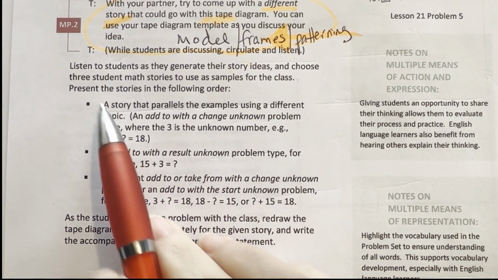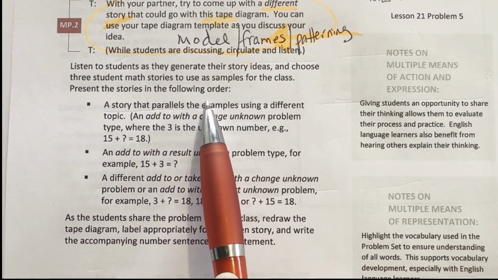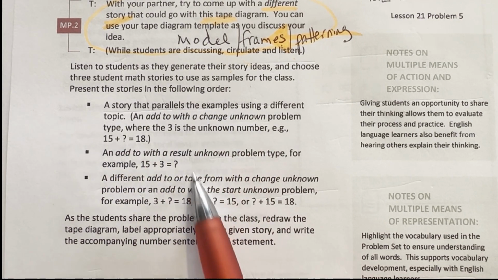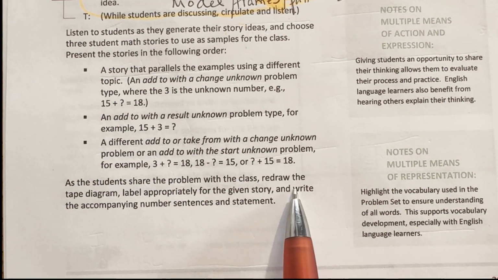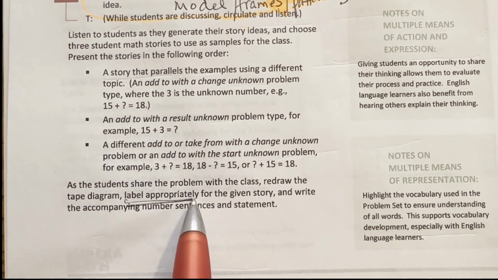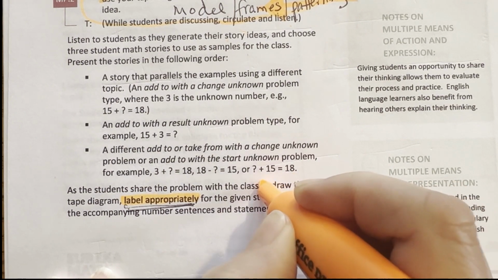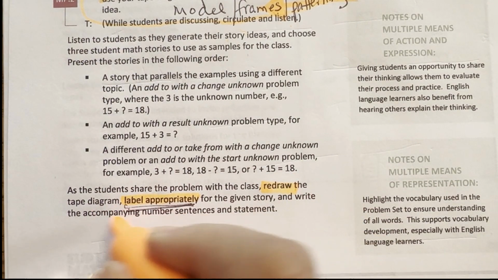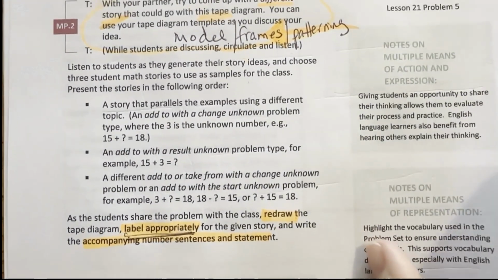Here it says, listen to students as they generate their story ideas and choose 3 student math stories to use as samples. Present the stories in the following order. Right, that's great. So now you're going to share out. The students have all been through the process. They have language to use to talk about it. As the students share the problem with the class, redraw the tape diagram, label appropriately. That's great, right? We're putting this label in here, reinforcing. We have visuals going on. Write the accompanying number sentence, good visuals. And they're hearing the same language they heard in the model that we created.